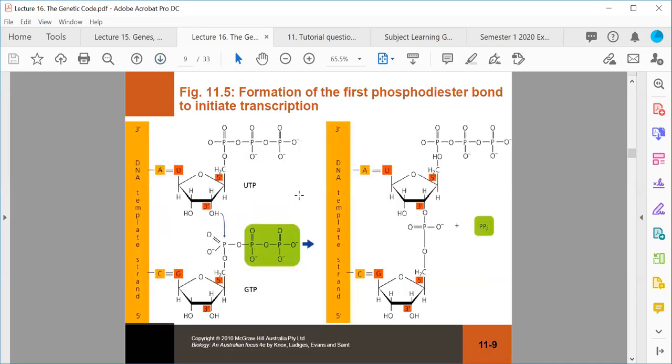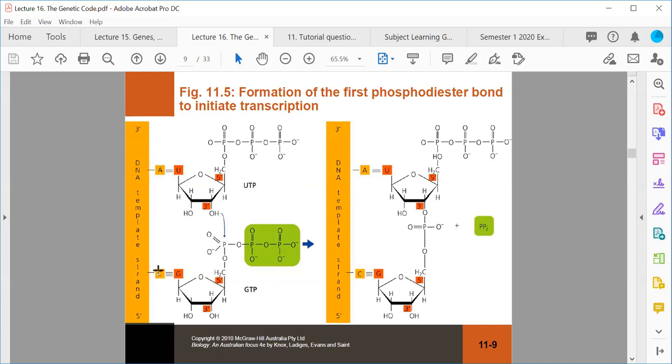All right, so on this slide we can just see how that first RNA nucleotide is added. It's complementary to the DNA. So here's the DNA template strand right here, and the first nucleotide that's going to be transcribed is an adenine. So of course the RNA polymerase enzyme will bring in a complementary uracil nucleotide, and it catalyses basically the formation of the hydrogen bonds between those two nucleotides.